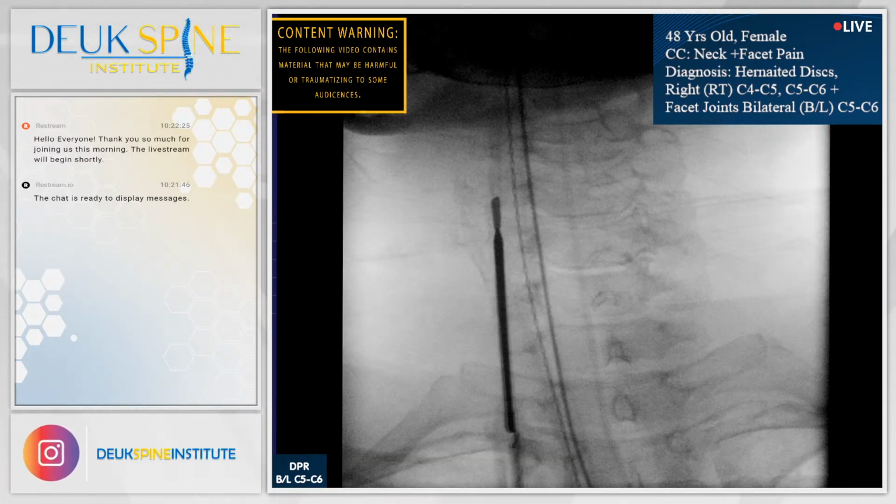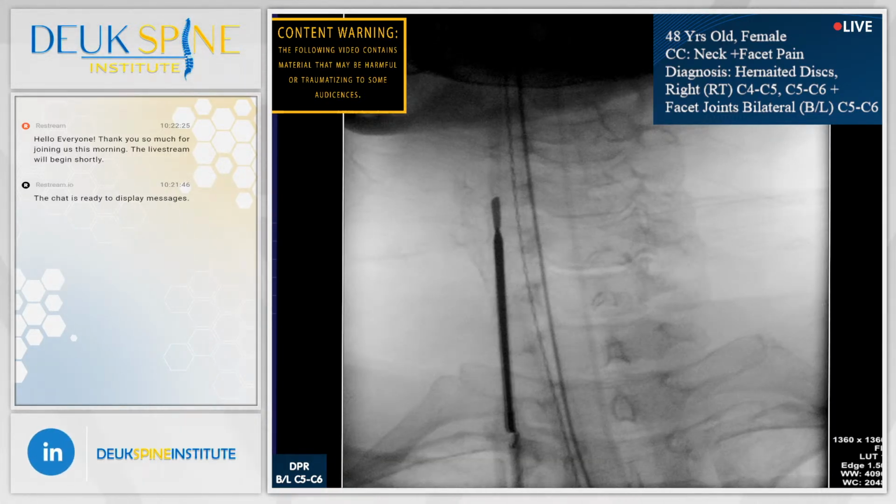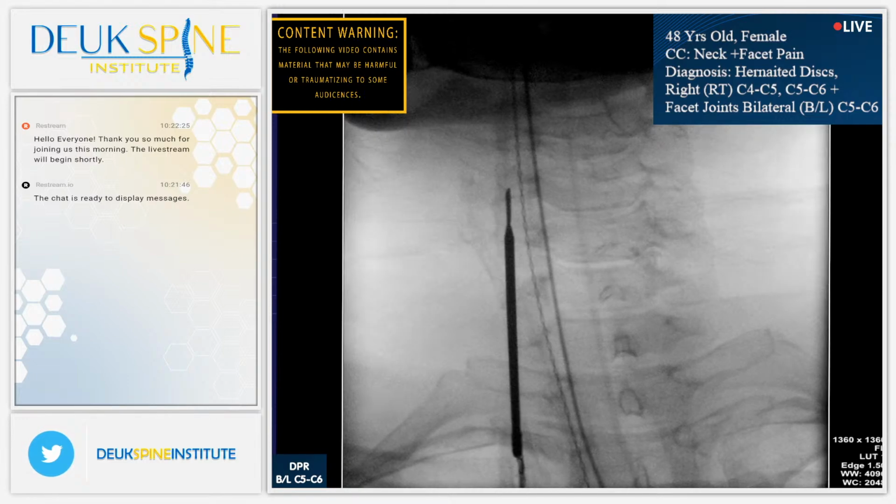Now, how do we treat it? In the past, we did a procedure called radiofrequency ablation. Unfortunately, that treatment doesn't work or it doesn't last. So we had to develop a new treatment that was a bit more aggressive at fixing the facet joint pain.